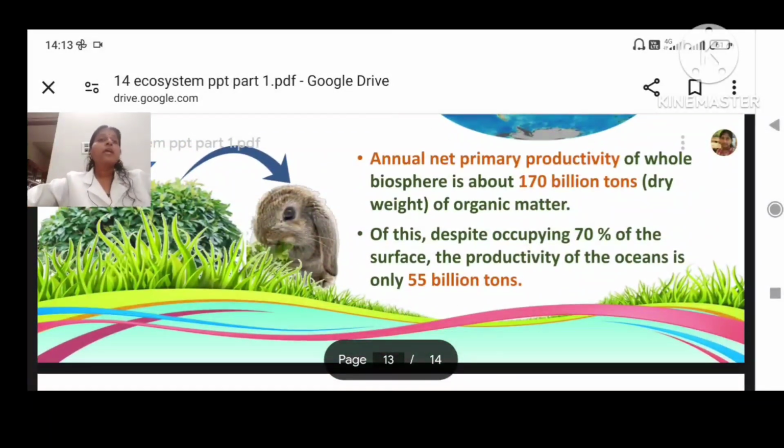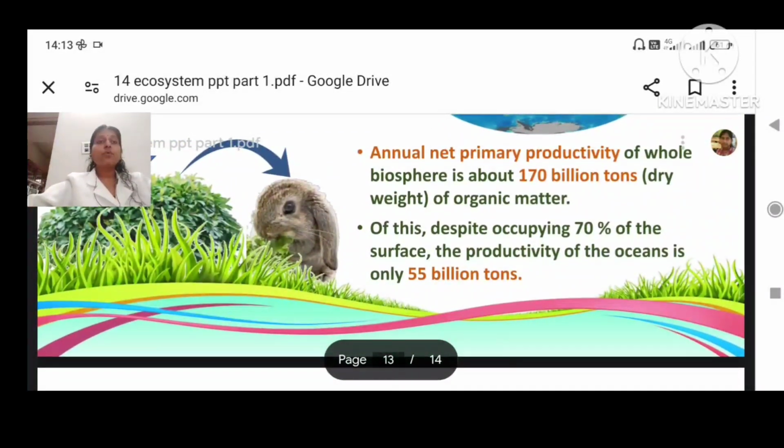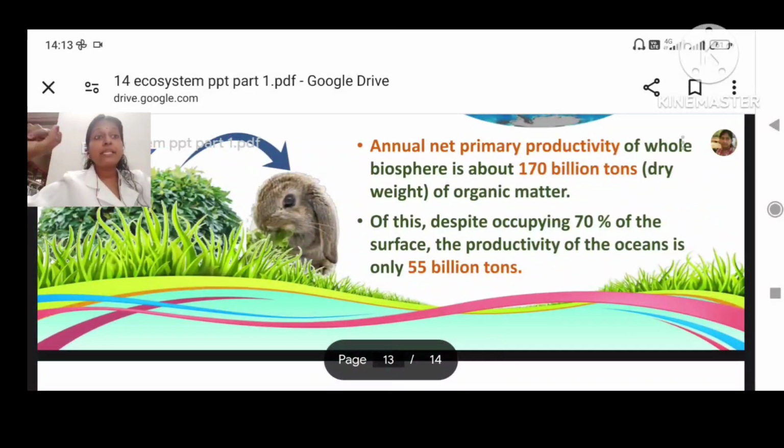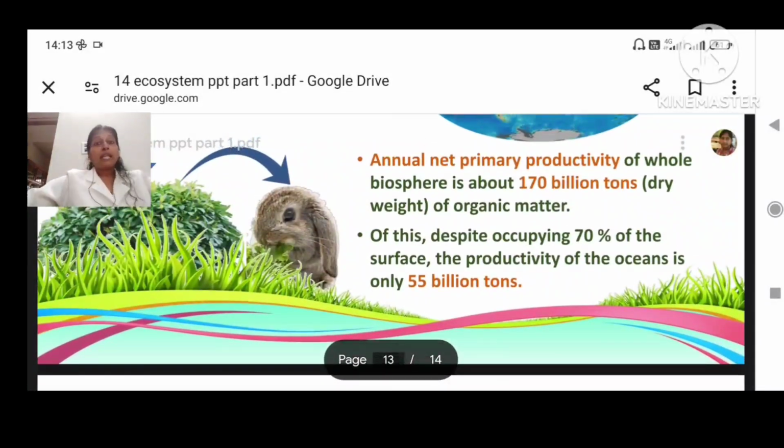You can see the annual net primary productivity of the whole biosphere is 170 billion tons. Annually, in a year, this much is produced. But the ocean, in spite of occupying 70% of the earth's surface, contributes only 55 billion tons. The rest all comes from the terrestrial ecosystem. This is general information which you have to note down, it can be a one-word question. So with this, production is over.